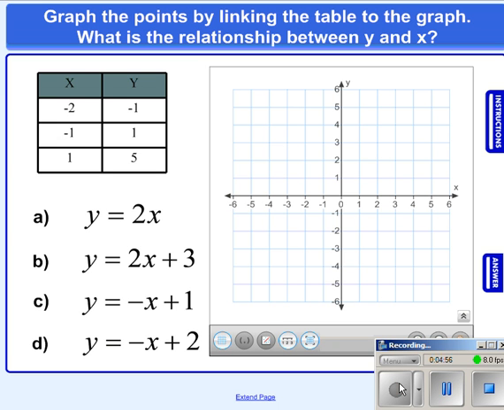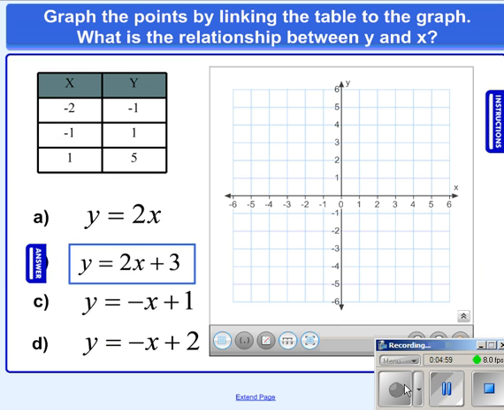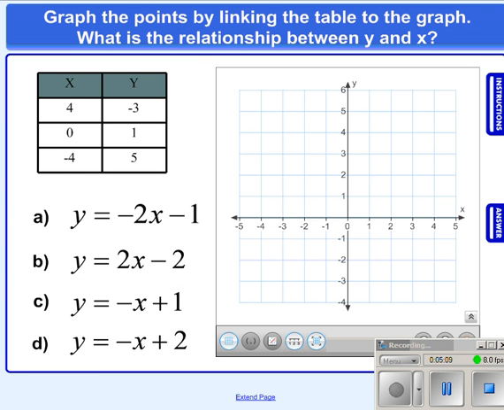All right, check your answer, see if you have the same answer. And let's do one more. Put this one on the grid and then check to see which equation matches your function table. All right, and there's your answer.